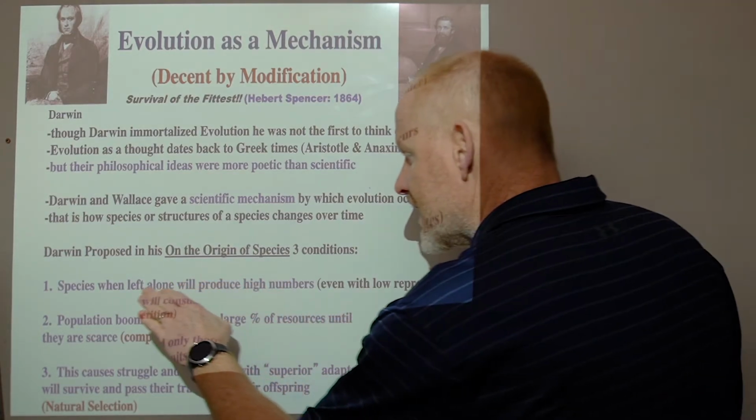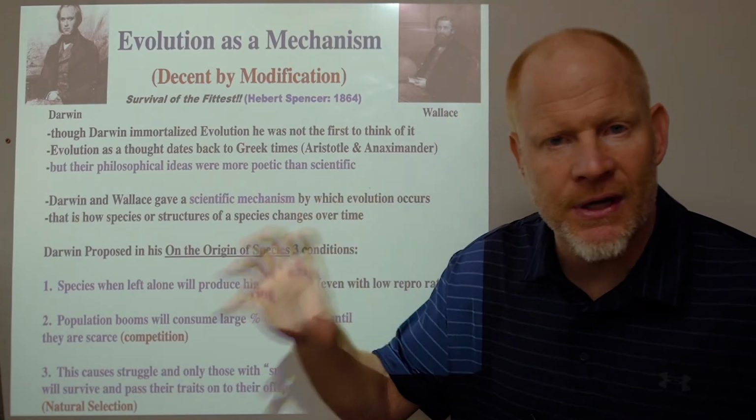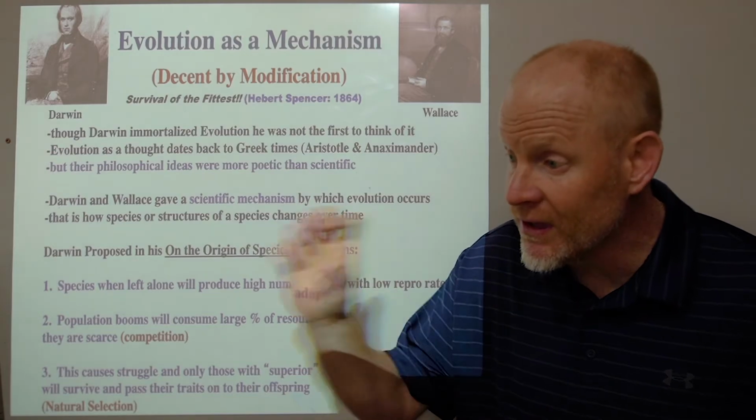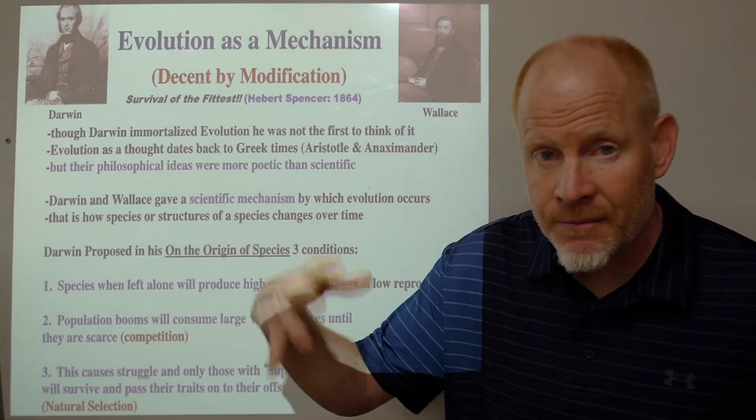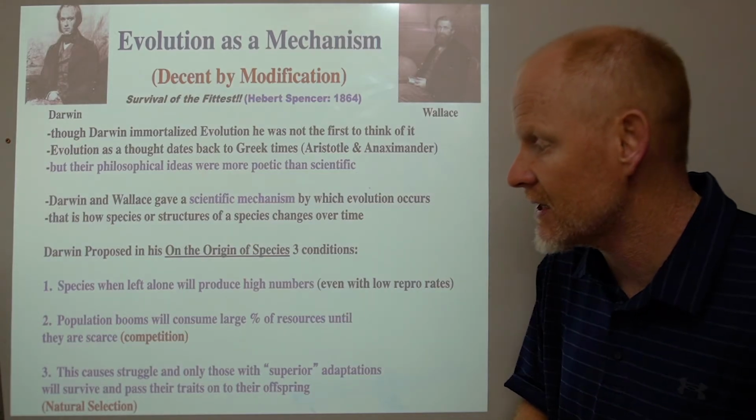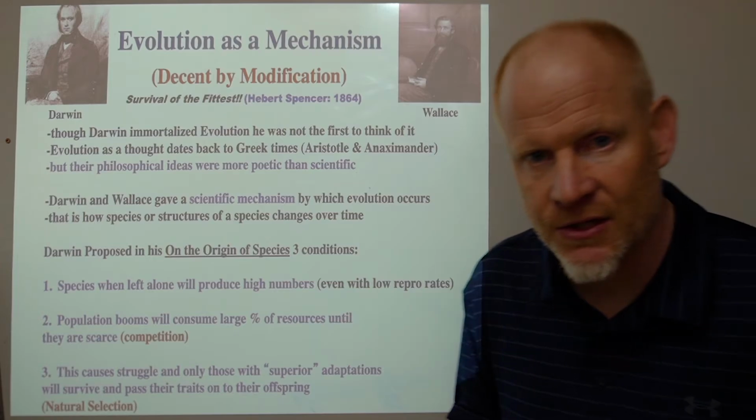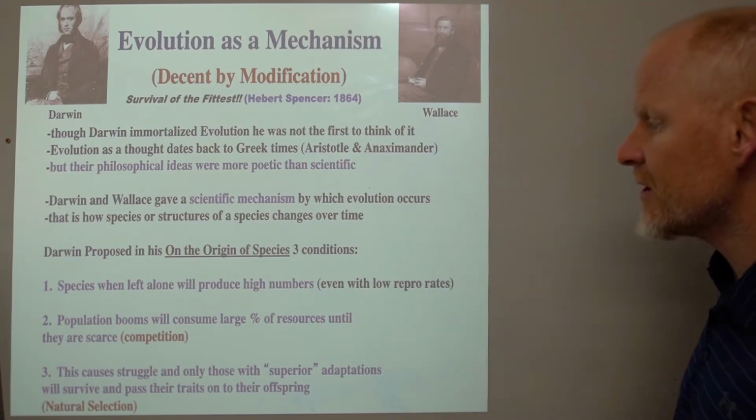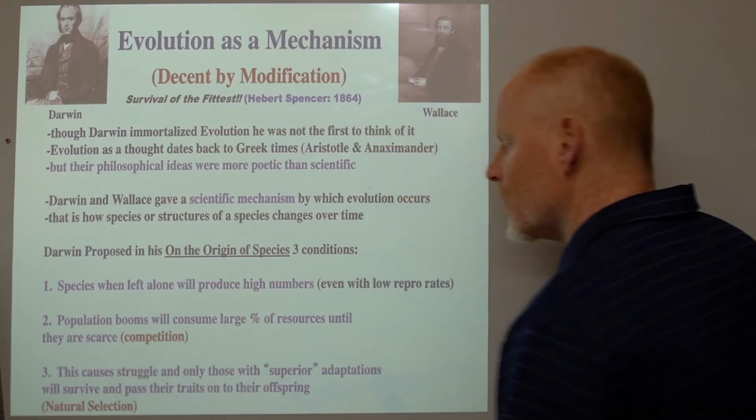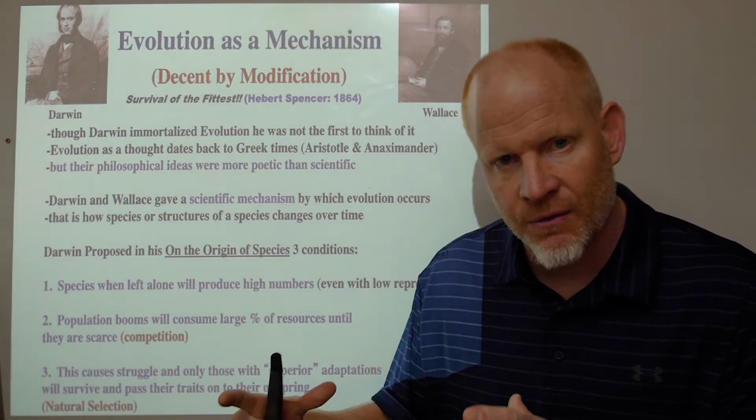He stated, species when left alone will produce high numbers. And it doesn't matter if they're really slow reproducers like elephants. If you let them go over a long enough period of time, they're going to produce lots of elephants, lots of offspring. Populations produce more offspring than they need, no matter how fast or slow their reproduction is. Eventually, what this leads to are population booms, which consume large percentages of resources within certain parts of the world or environment.